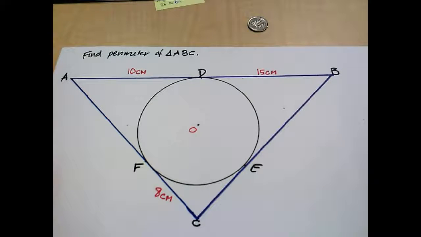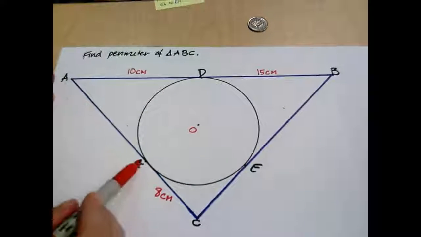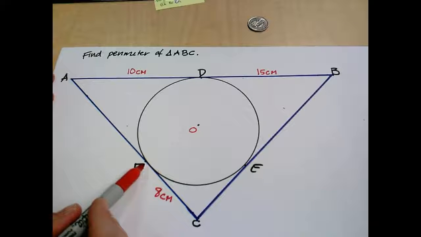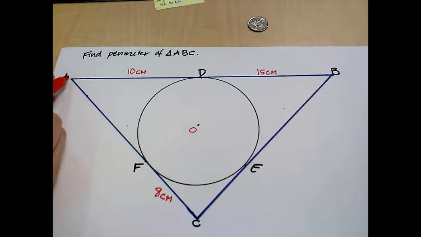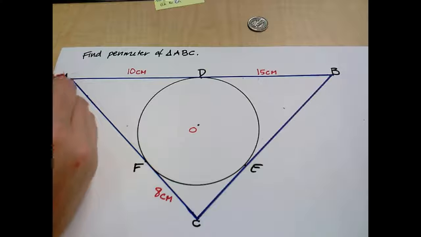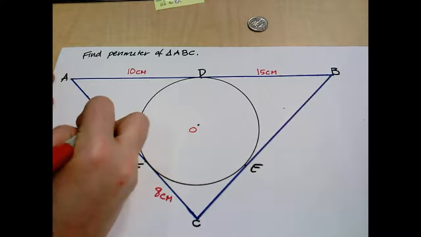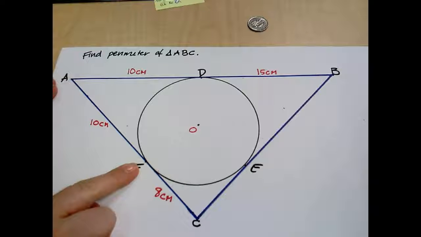So when we first look at this, we should recognize that here we have a point in space, and that AF and AD are both tangents to this circle, which means that if we have two tangents to a circle that intersect in one point in space, we know that those two tangents are equal. AD is 10 centimeters. That means AF must also be 10 centimeters.